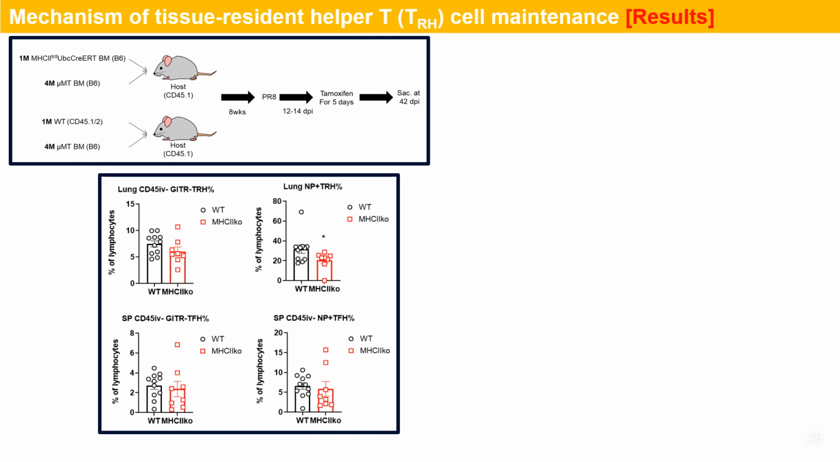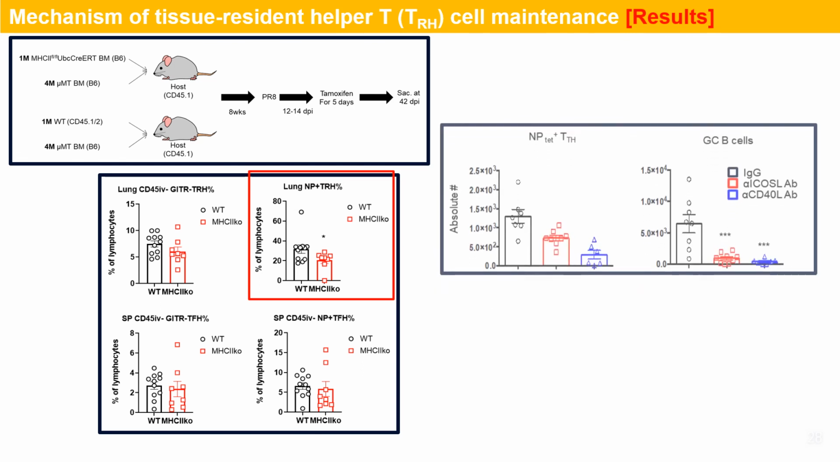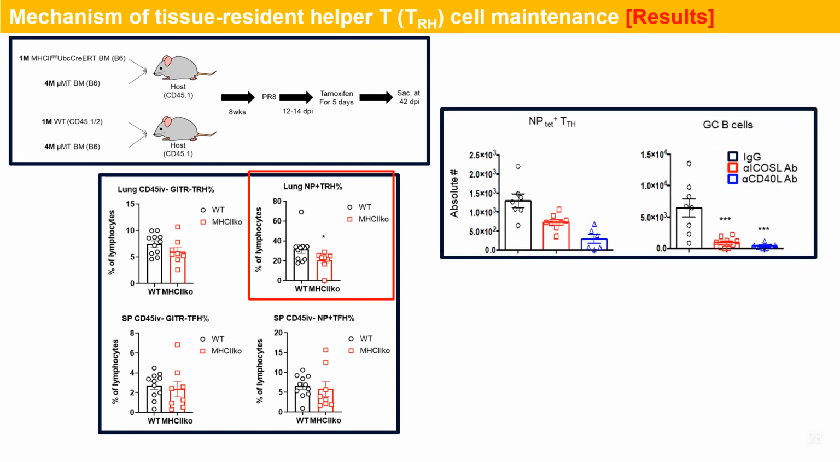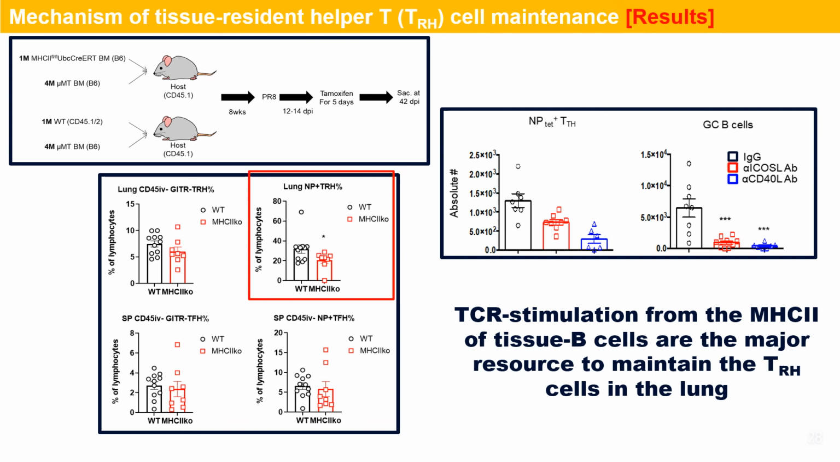As you see here, the NP-specific TRH cells were significantly reduced in the MHC class II depleted B cell group. But it was a partial effect. So additionally, I also tested the effect of other contact-related molecules such as CD40 ligand and ICOS. The CD40 ligand and ICOS signals also have an effect on controlling TRH cell maintenance. So I would say TCR stimulation from MHC class II of tissue B cells might be the major source to maintain the TRH cells in the lung.